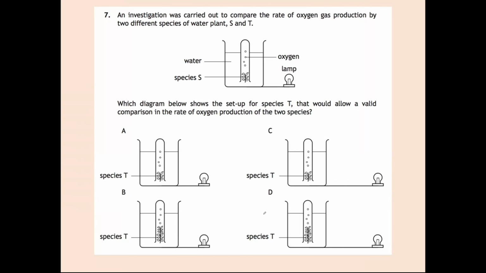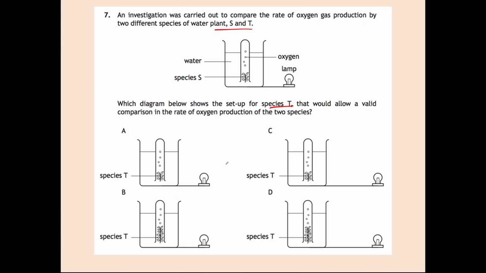The next one, an investigation was carried out to compare the rate of oxygen gas produced by 2 species, S and T. Which diagram would show the setup for species T that would allow a valid comparison in the rate of oxygen between the 2 species? So we're only allowed to change one thing. And it says here that the thing they're going to change is the species. So species S will be replaced for species T. But every other element of the experimental design should be exactly the same as this original experiment. The only change should be that species T replaces species S.